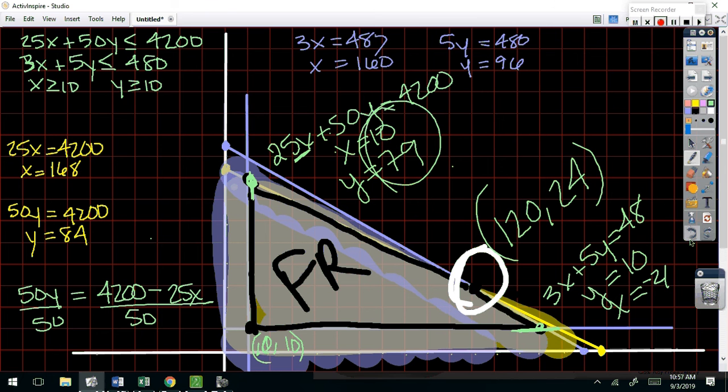Oh, it's 480, not 48. That would be more like six. Oh, this 25 is... 25. What do you get? You get 143 for X. That's better. 143.3 would be 143 and a third.